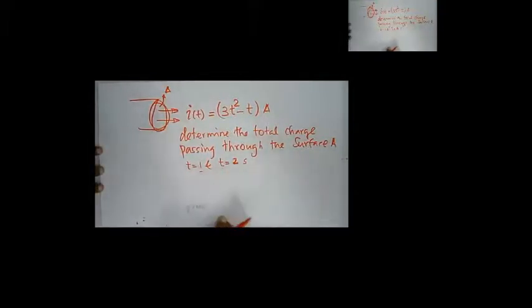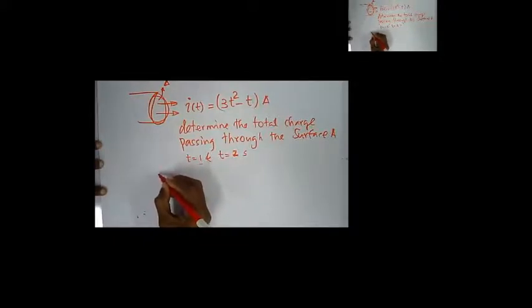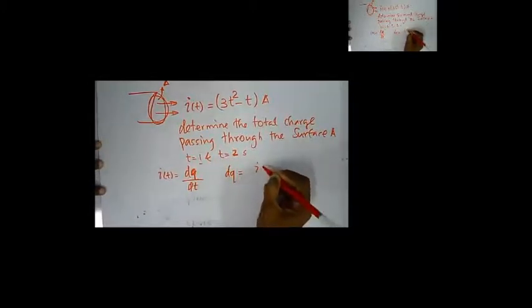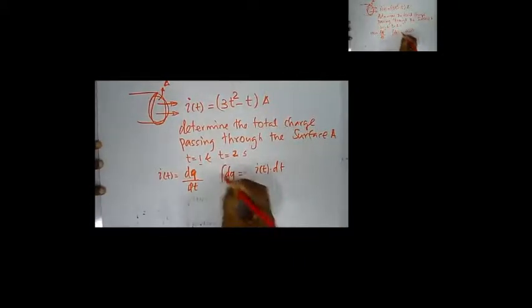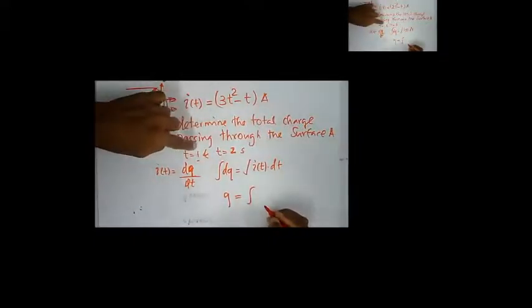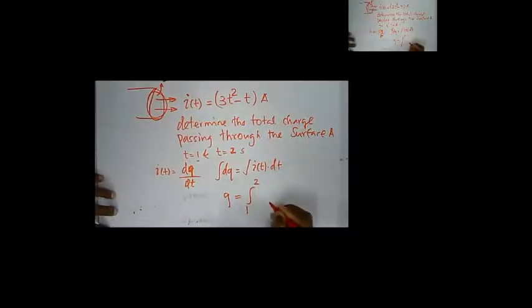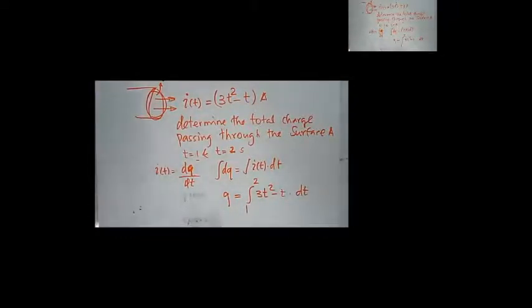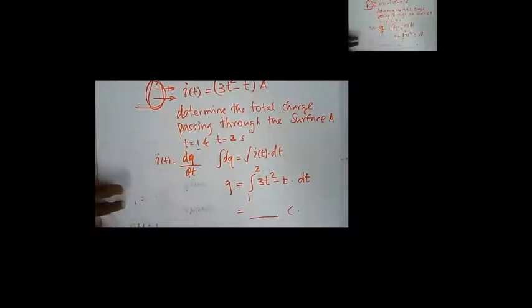I'll give you the hint, you just complete it. I of t equals dq by dt, so I can write dq equals I of t into dt. Just integrate both sides. So my total q will be the integral from 1 second to 2 seconds of I of t into dt, where I of t is 3t square minus t. Do the integration, simplify it and find the final answer, something into Coulomb. This is just for your practice.